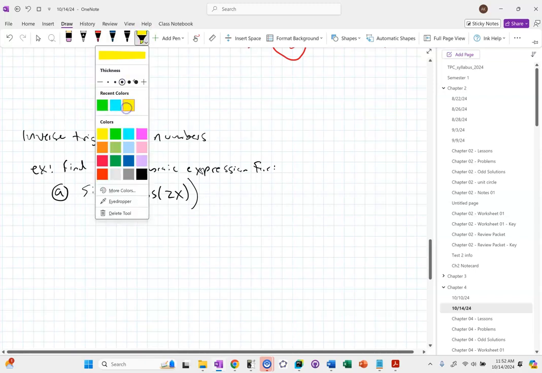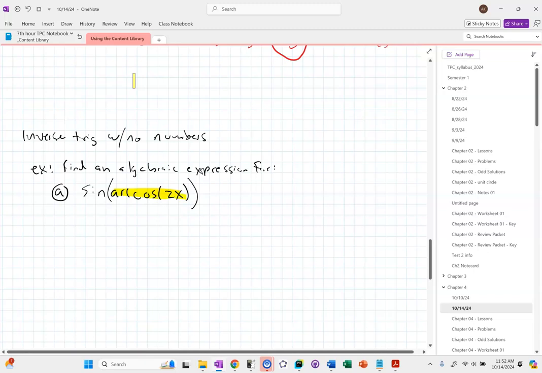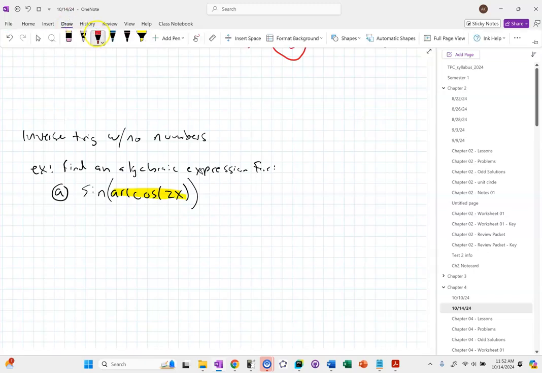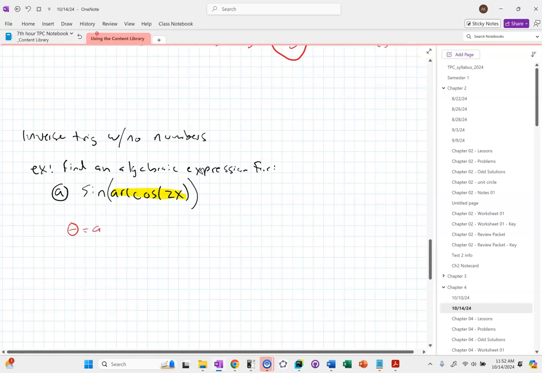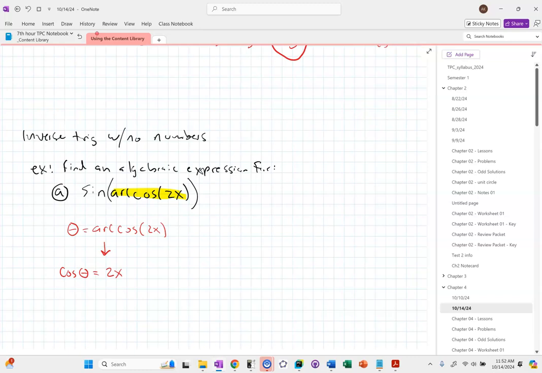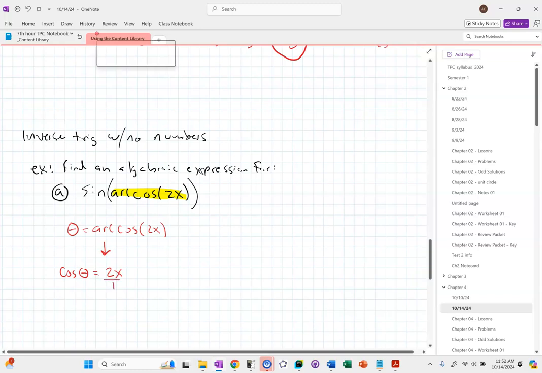The good news is that this doesn't really start much differently. I'm going to start from the inside. Everybody's okay with me saying that? And I know that's equivalent to me just saying cosine theta is equal to 2x, right? Well, if I think about 2x as 2x over 1, I know cosine is adjacent over hypotenuse, right?